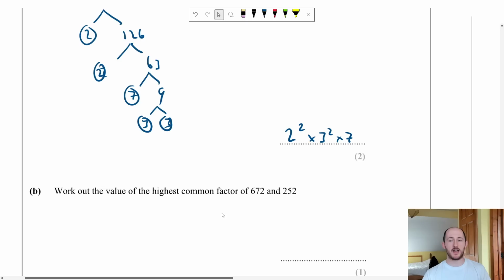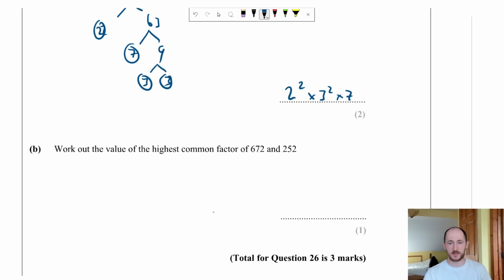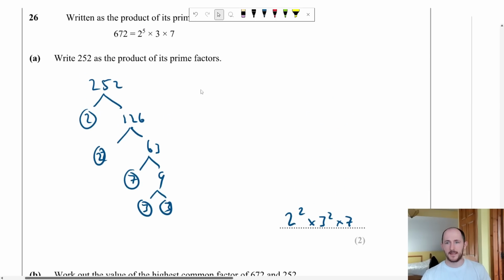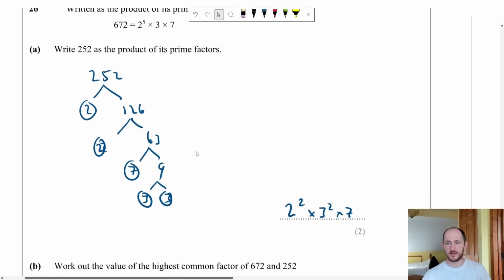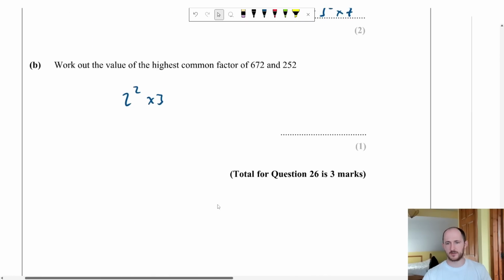But work out the value of the highest common factor. Highest common factor, all you do is you look at what's in common. So here we have 2 to the power of 5 and 2 to the power of 2. So 2 to the power of 2 is in common. Here we have 3. Here we have 3 squared. So 3 is in common. Here we have 7. Here we have 7. So 7 is in common. So 4 times 3 is 12. 12 times 7 is 84.